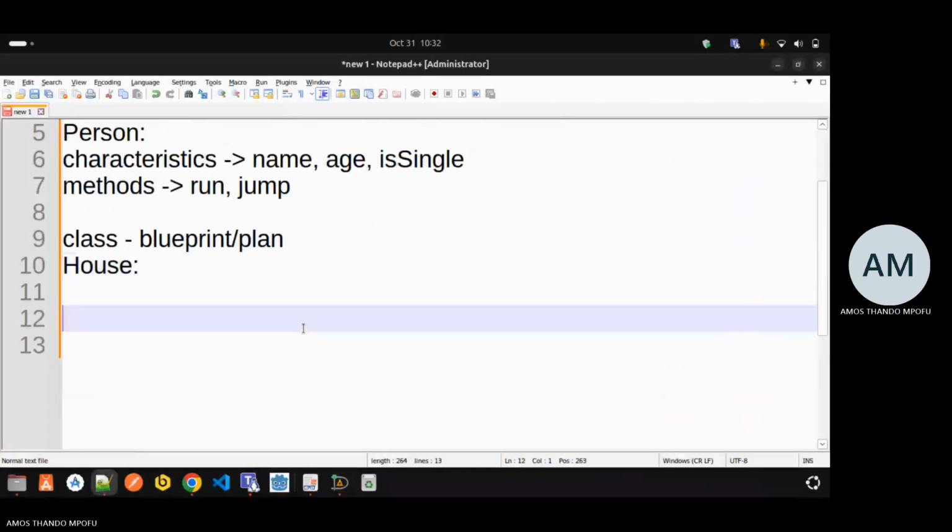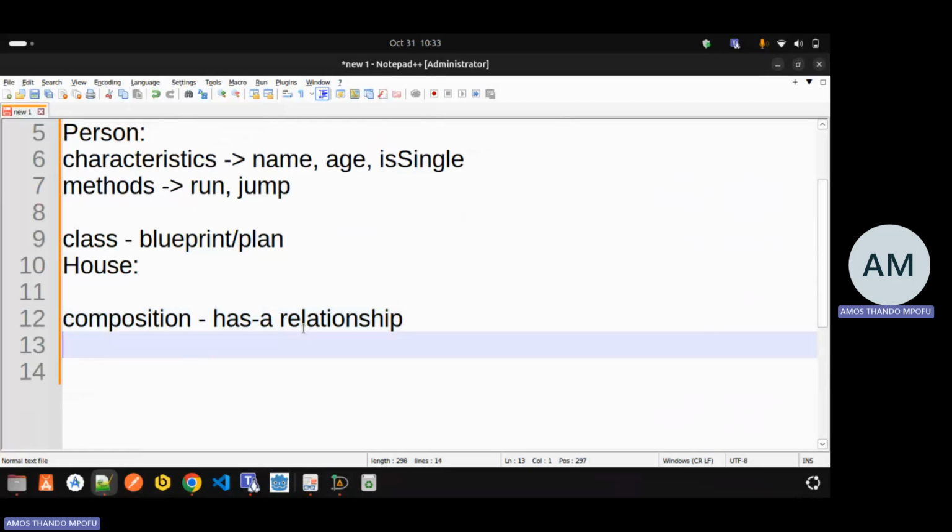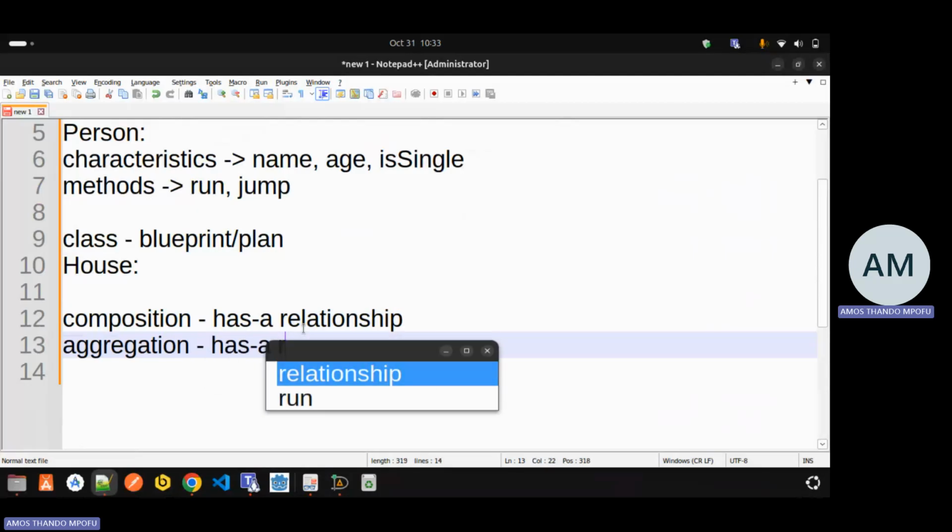So remember what composition is, right? It means a has-a relationship. But let me think about it. Yeah, it's true. Remember, a car seat is different from a normal seat or normal stool, right? There are two types of containment examples: there's composition, then there's aggregation, which are both has-a relationships, right?